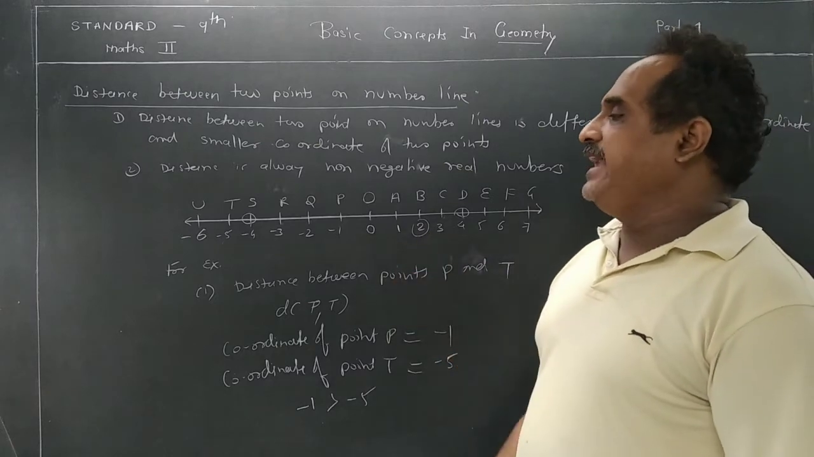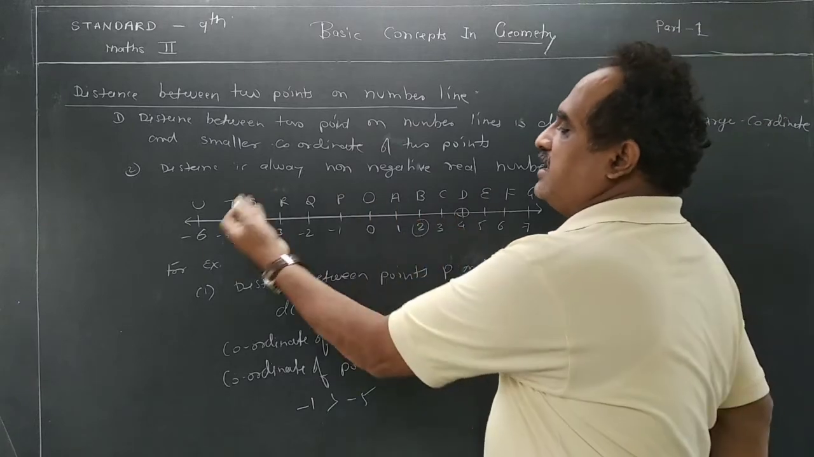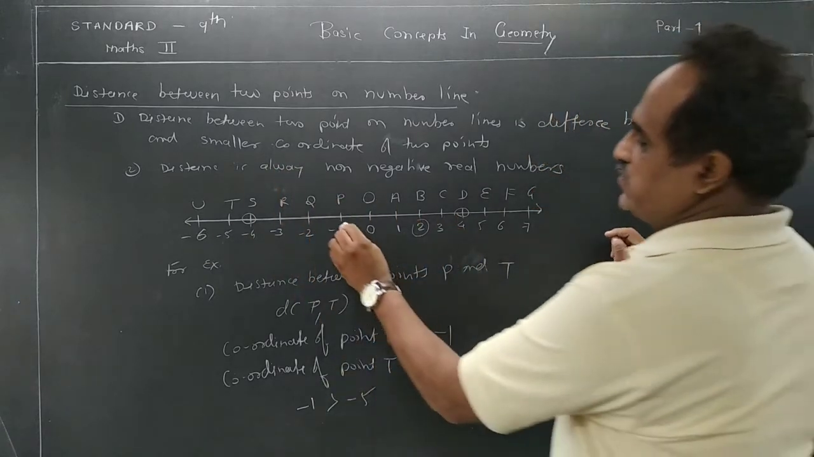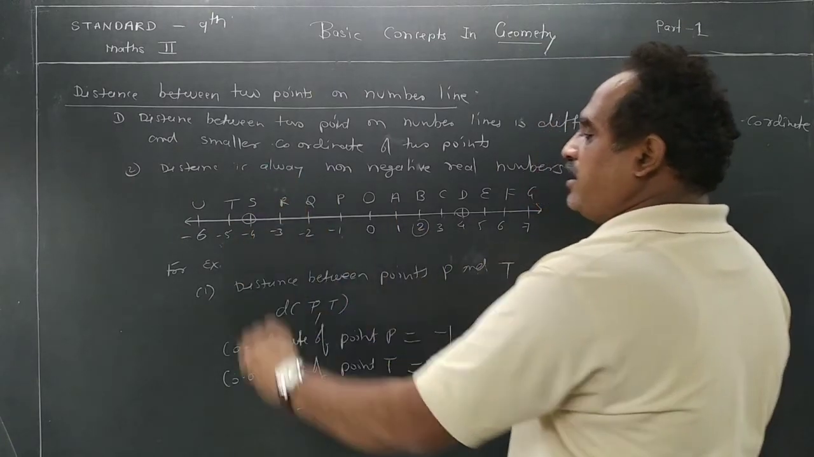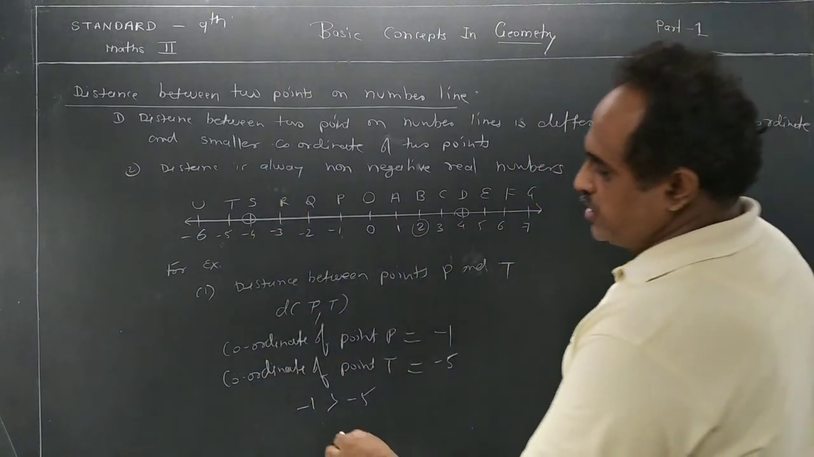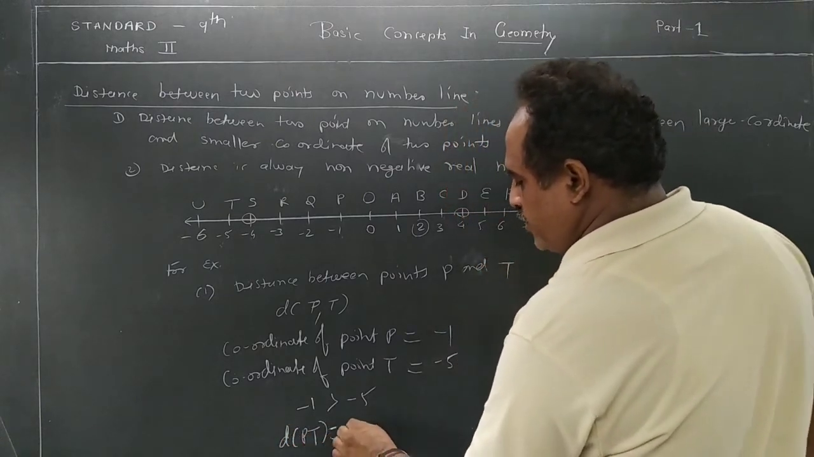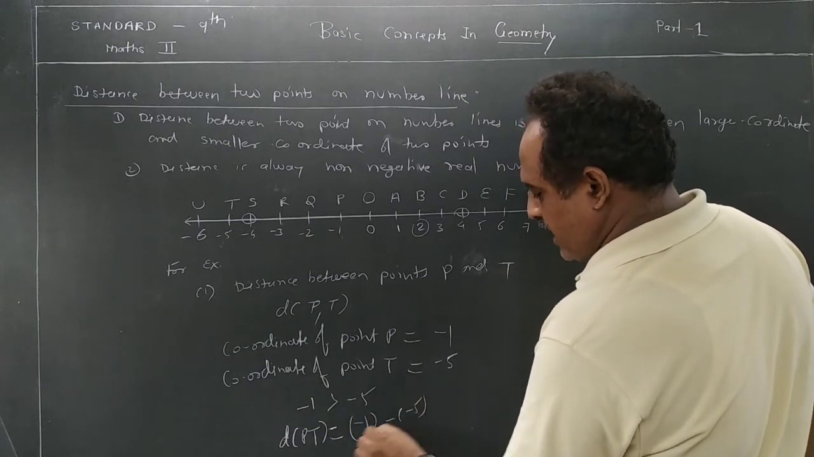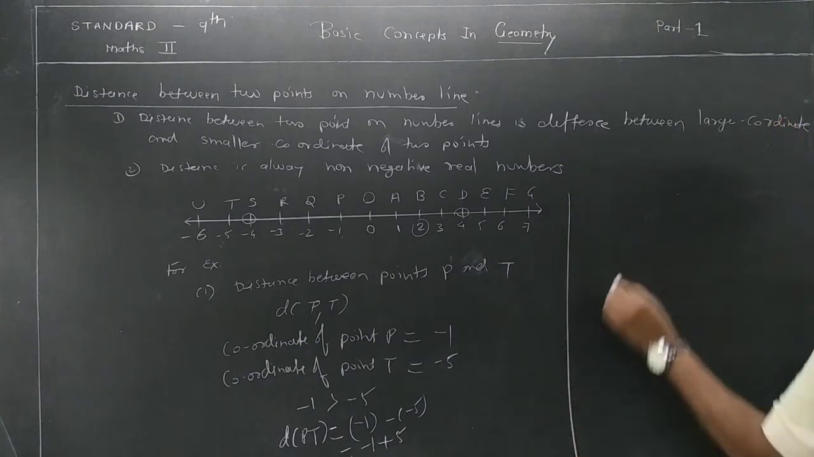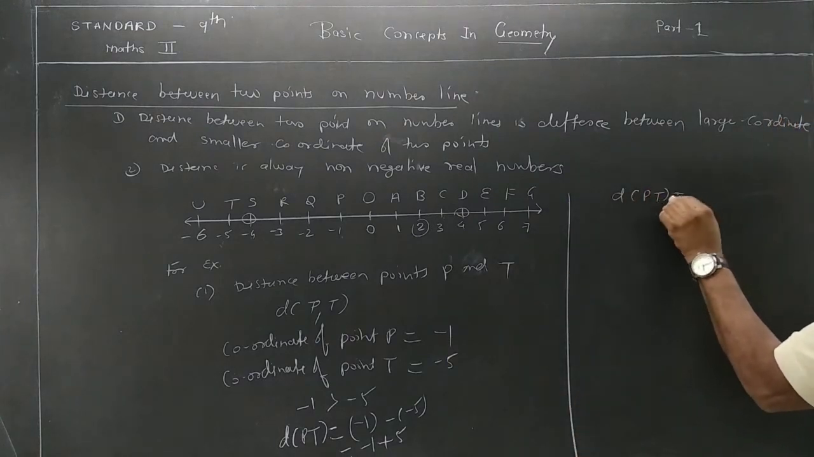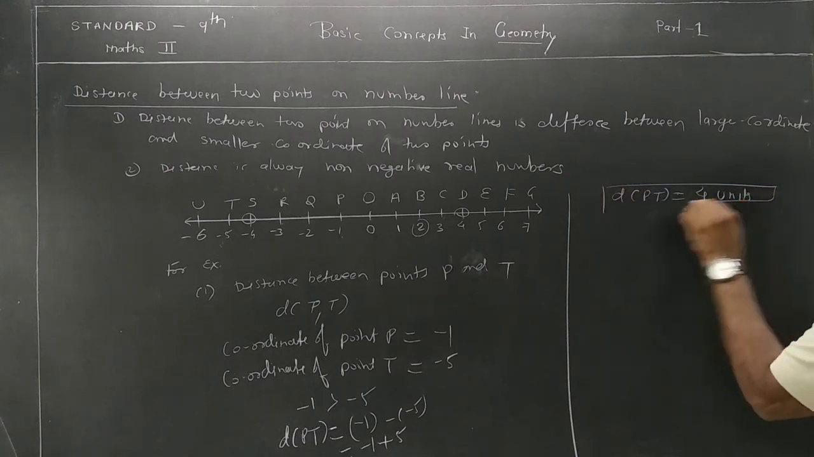And one more thing to judge. The point which is on the right hand side is always greater than the one on the left hand side. So -1 is greater than -5. If I want to compare 2 and -4, 2 will be greater than what? -4. Have you understood this? So now, distance PT is equal to -1 minus -5, which is -1 plus 5. So what did you get now? Distance PT is equal to 4 units. Got it now?